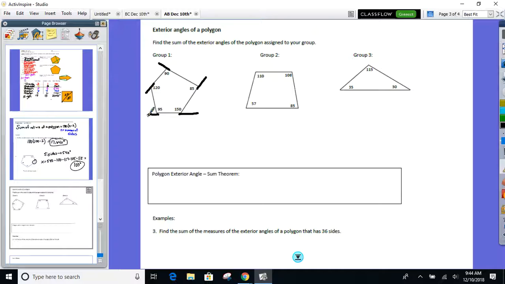Okay, so group 2, you should be finding 4 exterior angles. Group 3, you should be finding 3 exterior angles. Tell me what they add up to. That's all I'm concerned about, is what their sum is. And converse in your group, make sure you got the same sum.